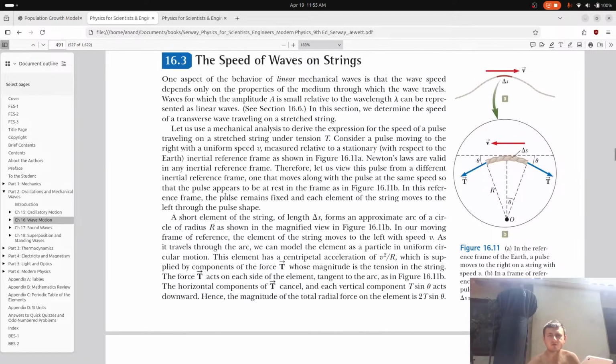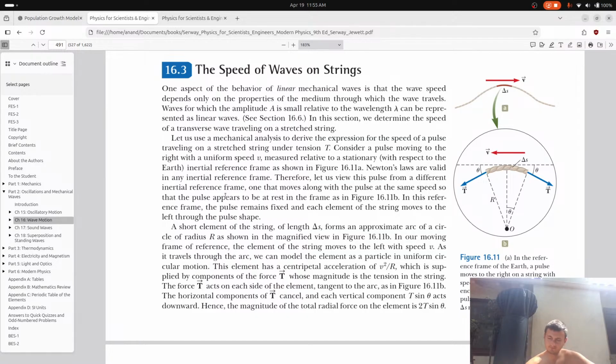Okay, so this section is actually pretty cool. It's just weird. All right, so we imagine a pulse, and we choose an inertial frame. How do they phrase it? Moving along the pulse. Okay.